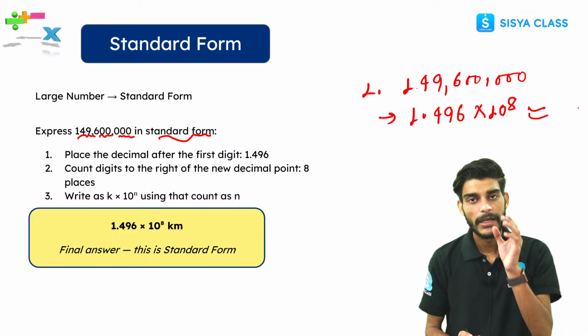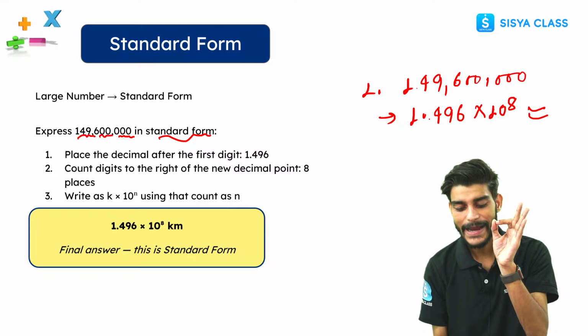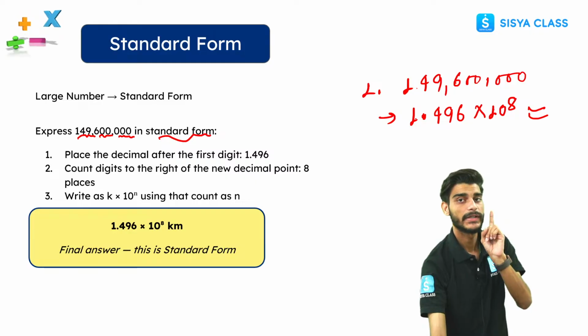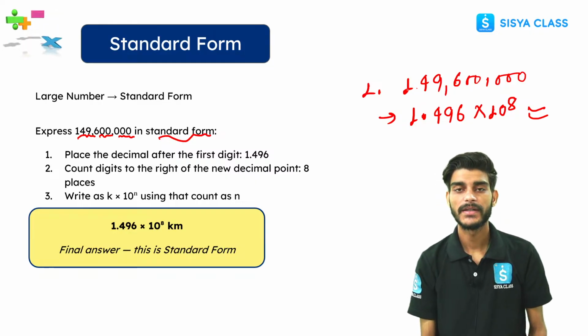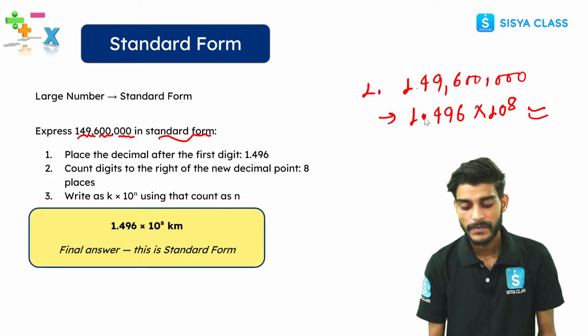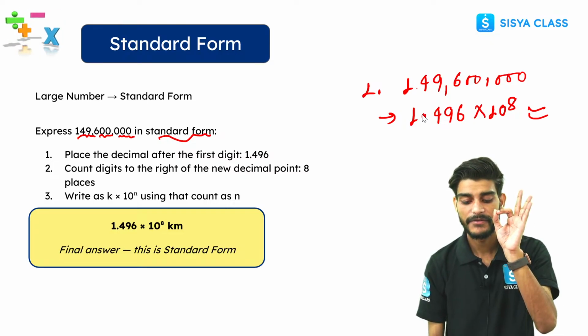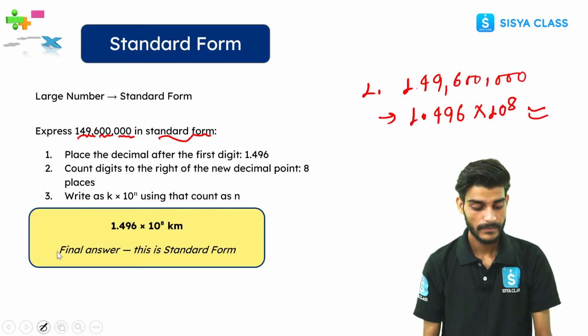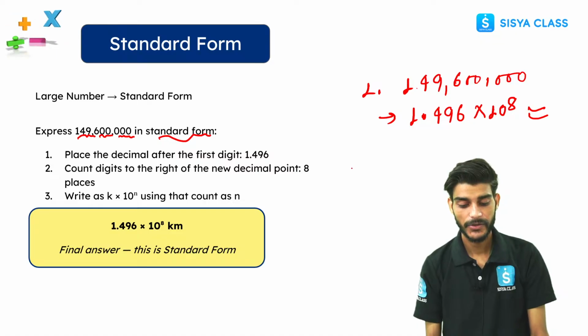Firstly, you have to put a decimal right after the first non-zero digit. Okay, 1 is a non-zero digit, so we should put the decimal after 1 only. Clear? I hope this is clear to you.